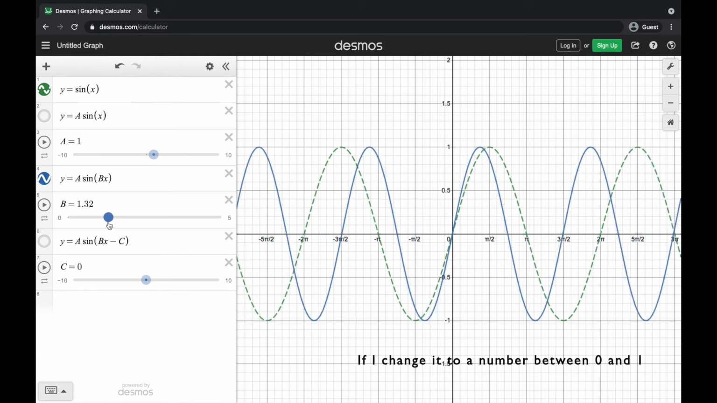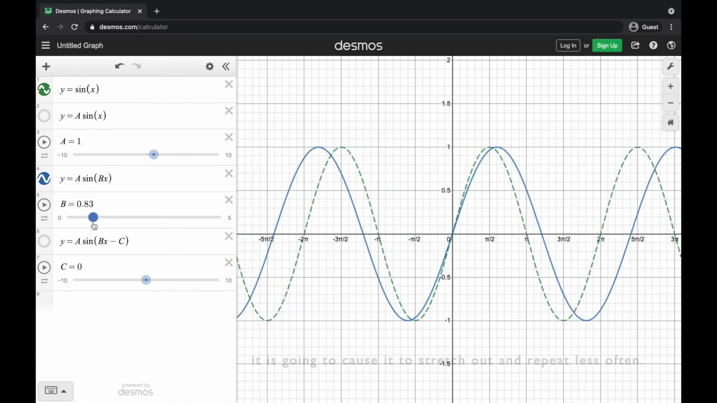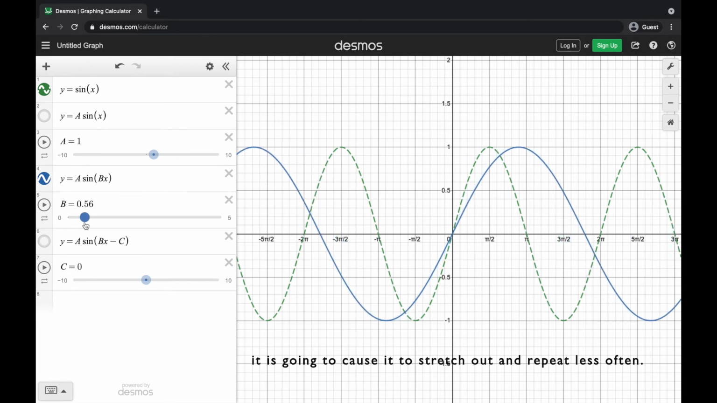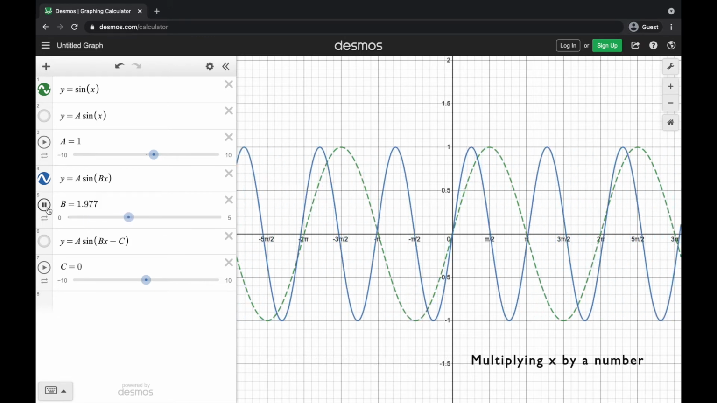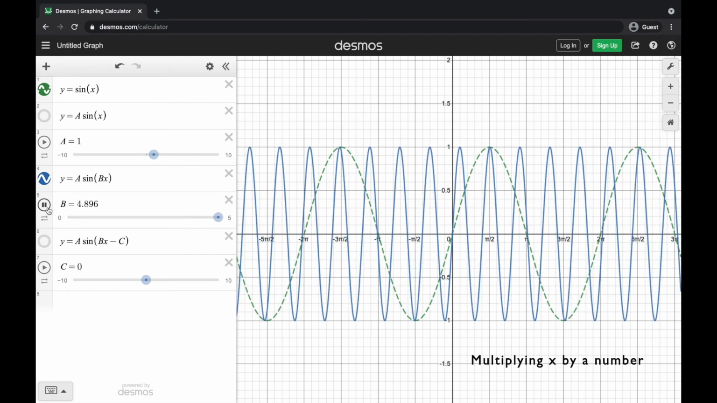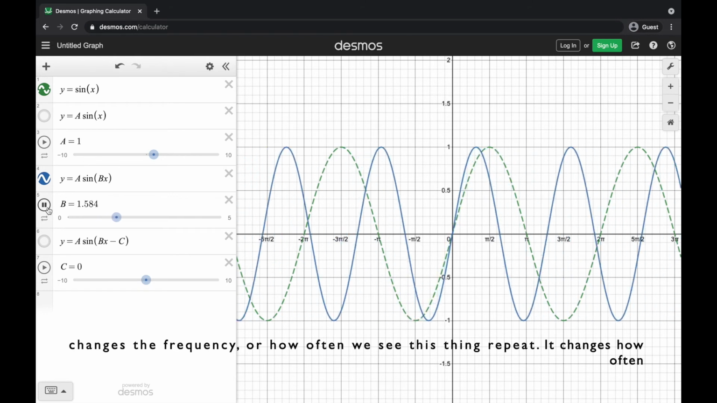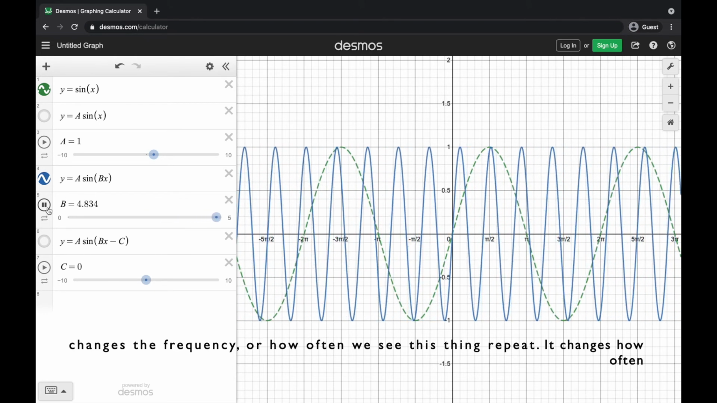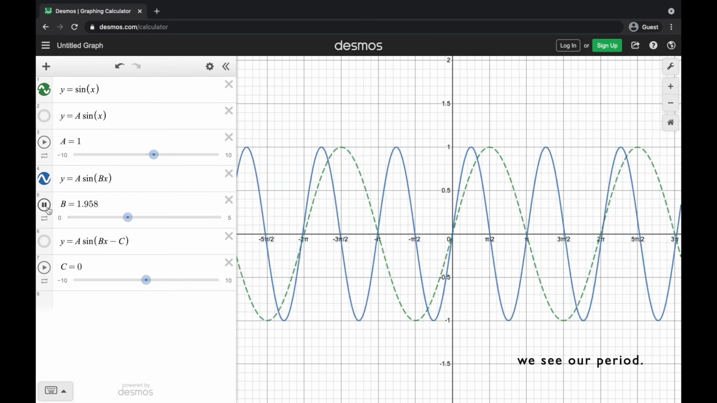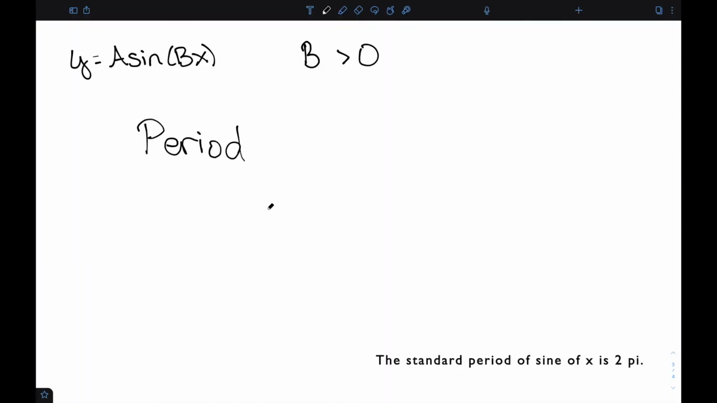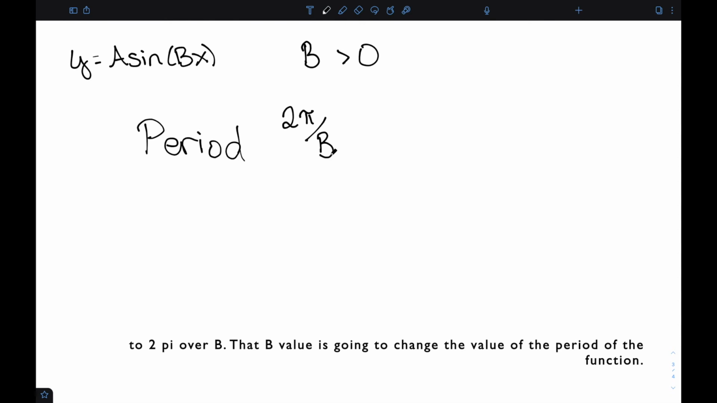If I change it to a number between 0 and 1, it's going to stretch it out and cause it to repeat less often. So multiplying x by a number changes the frequency, or how often we see this thing repeat. It changes how often we see our period. The standard period of sine of x is 2 pi, but in this case our period actually changes to 2 pi over b. That b value is going to change the value of the period of the function.